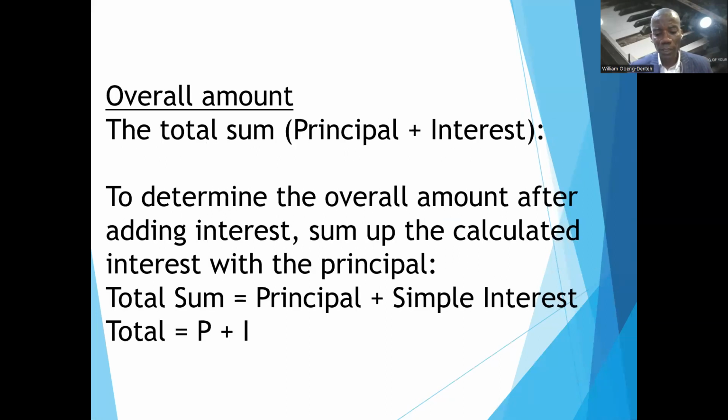Now, after we have computed everything, we need to get the amount at the end of it. That's the total sum or the overall amount, and that will normally be the principal plus the interest that we calculated. So to determine the overall amount after adding interest, we sum up the calculated interest with the principal. So the total sum will always be principal plus the simple interest. We can say that the total is P plus I, where P is the principal and I is the interest.